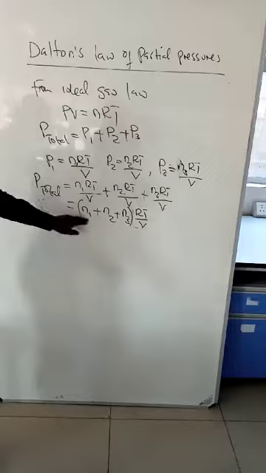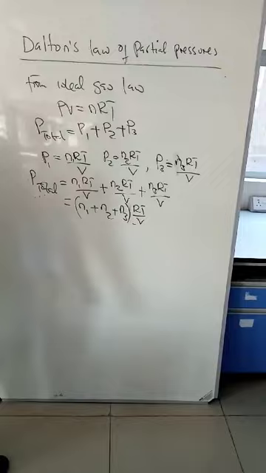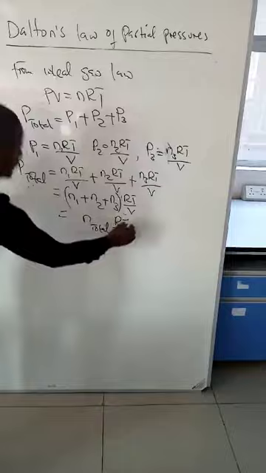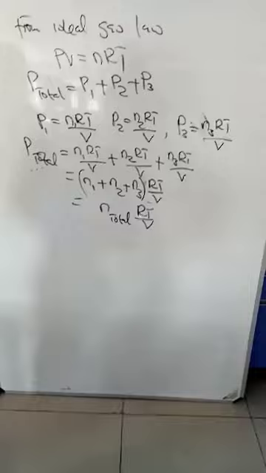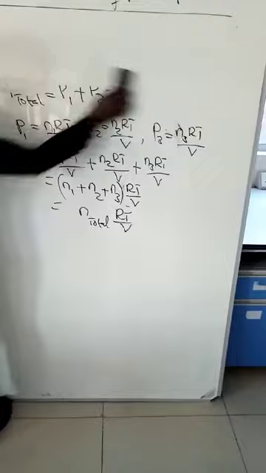So it simply shows that you can find the sum of the number of moles, then multiply it by RT over V, and you get the total pressure. That is Dalton's law. So this simply means N total times RT over V. So this is another way you can use the sum of the number of moles times RT over V. It will give you the total pressure of the mix of gases in a container.